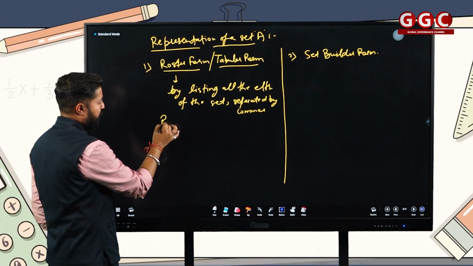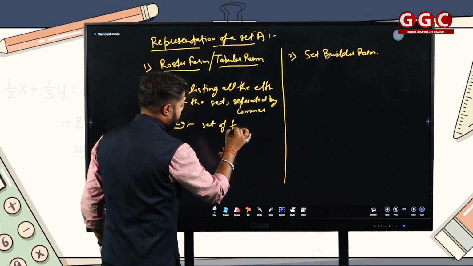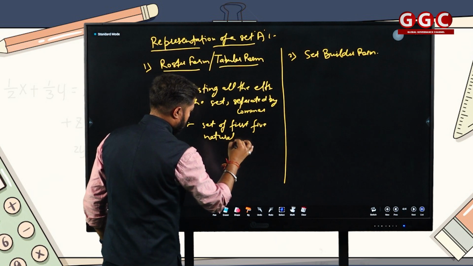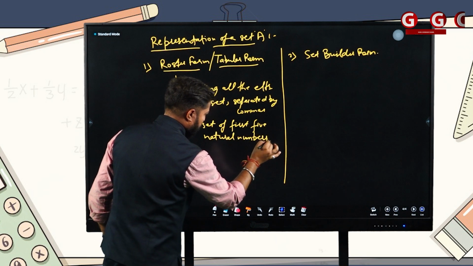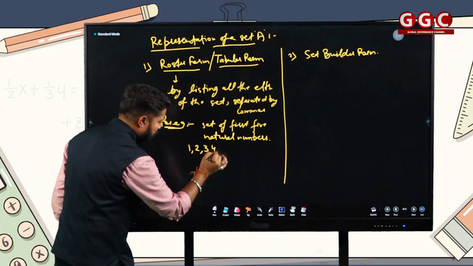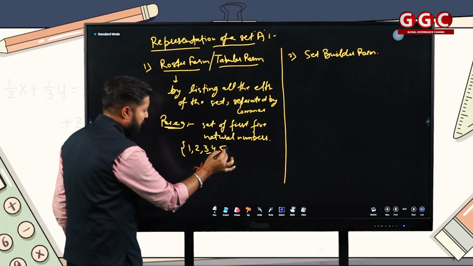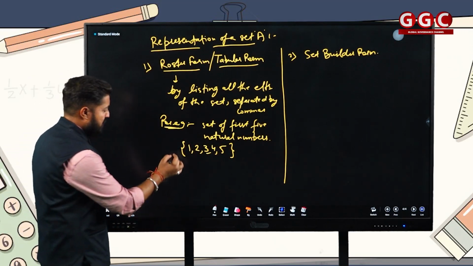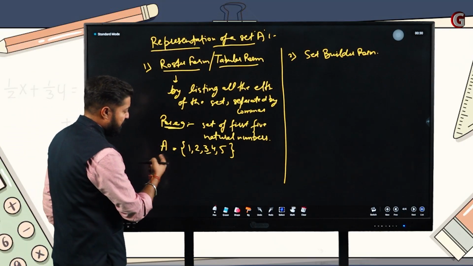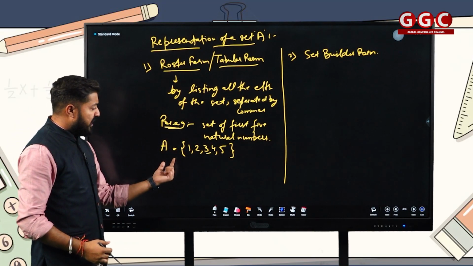For example, if we take the set of first 5 natural numbers, we will write it as 1, 2, 3, 4, 5. One thing to remember is that in any set, the elements are enclosed in curly brackets. So this is the set, suppose we name it as capital A, and this set is represented by listing the elements 1, 2, 3, 4, 5, that is the first 5 natural numbers, and they are enclosed in curly braces.